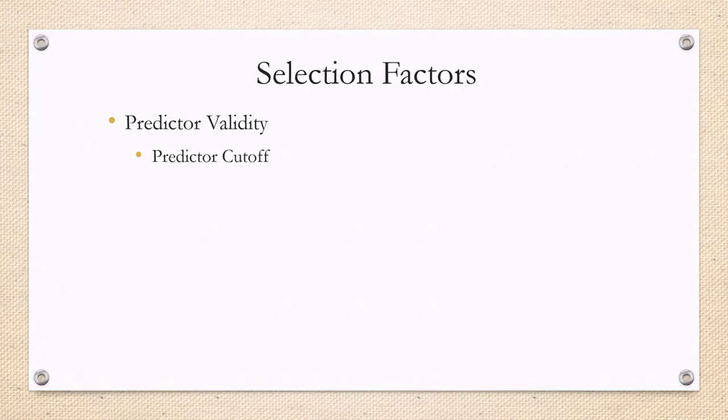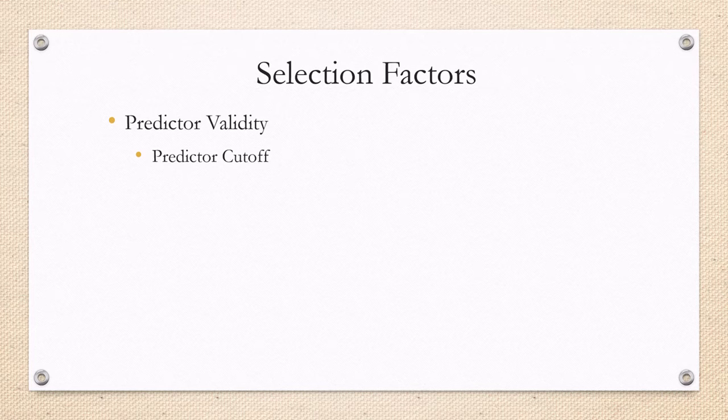So here are 3 factors used to determine how and if we should use a selection process. Predictor validity. The more valid the predictor, the better chance of selection giving you the best employee. If a predictor is invalid, there's no point in using it. So that correlation of 0, there is no use in using the predictor with that level of correlation.